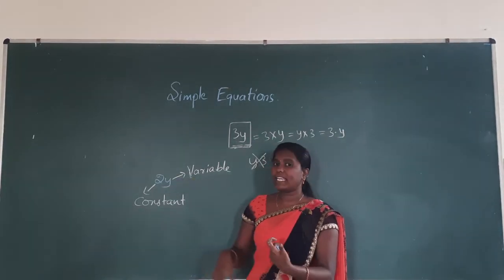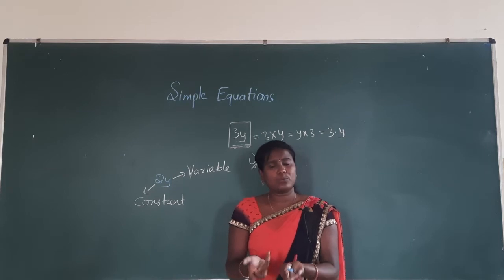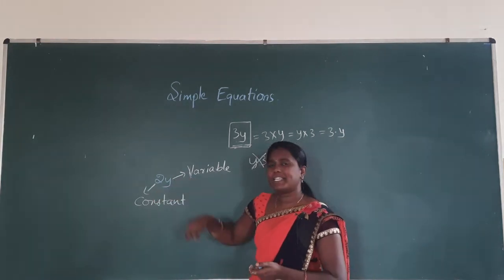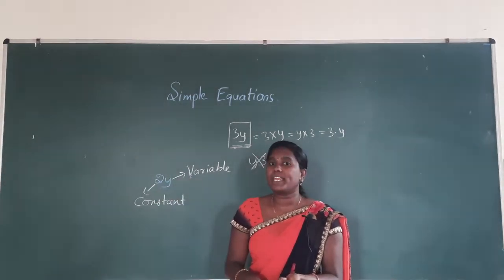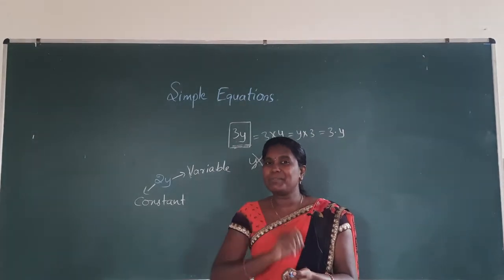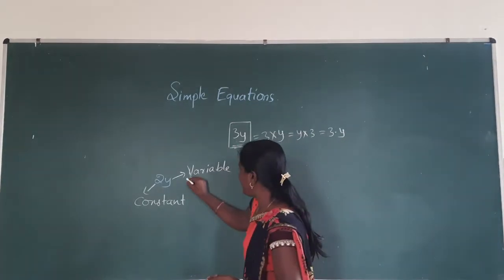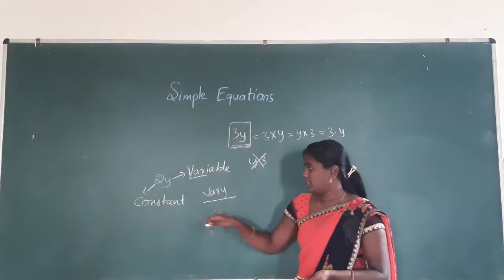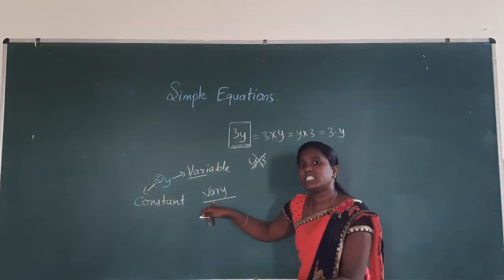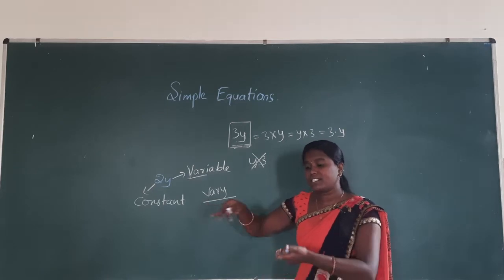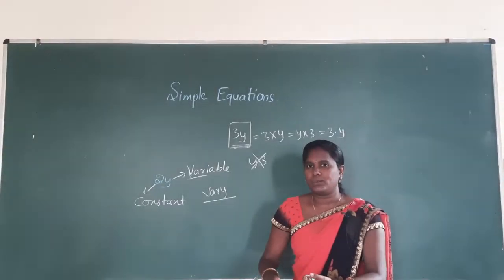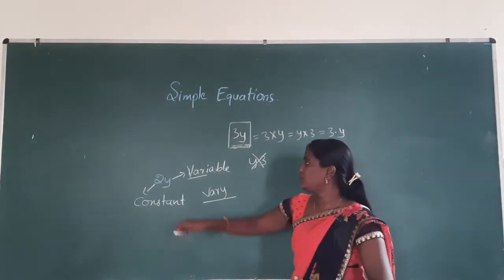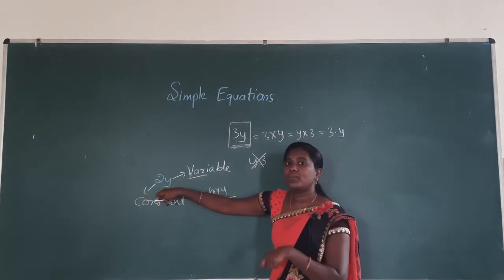Then what about the variable? What is a variable here? Why am I saying variable? The name itself says that it is varying. It varies. Vary in the sense it changes. It changes in the sense it is not going to have any fixed value. There is no fixed value for this symbol.